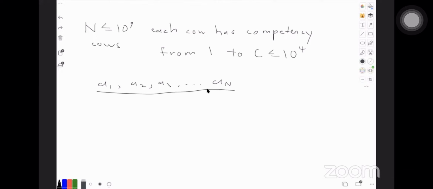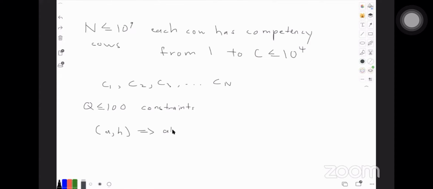And this array needs to satisfy a few constraints. I'm going to use C instead of A because there's a different A in the problem statement. So now there are Q constraints that we must respect, Q less than or equal to 100. And what do these constraints look like? Each constraint is going to be some pair A comma H. What it says is that out of all of the first A cows in the array, H is the first cow to the right that is strictly greater.